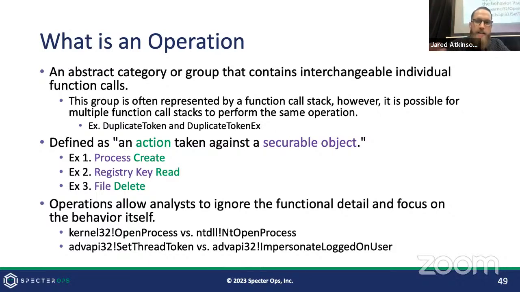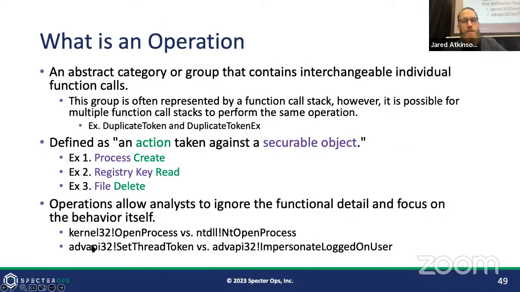And so the idea is that operations allow us to ignore the differences between, say, kernel. This is actually an interesting thing. There's a certain notation. We talked about how you have set thread token in kernel and ADV API 32, but you also have set thread token in kernelbase.dll. And then it's like, okay, they have the same name. There's actually a way to represent what DLL you're talking about: you write the name of the DLL, then an exclamation point, and then the name of the function. That's the convention for being more specific about what you're talking about.